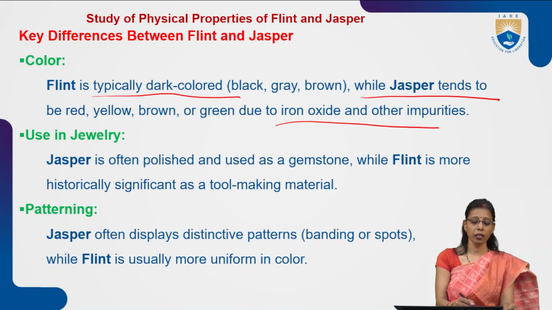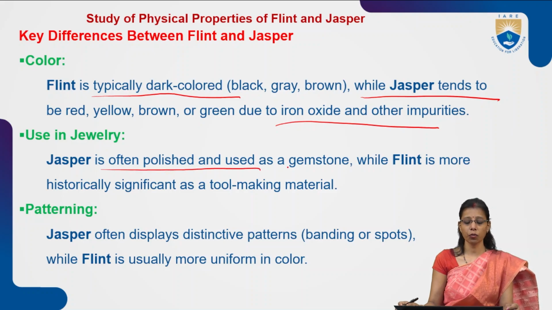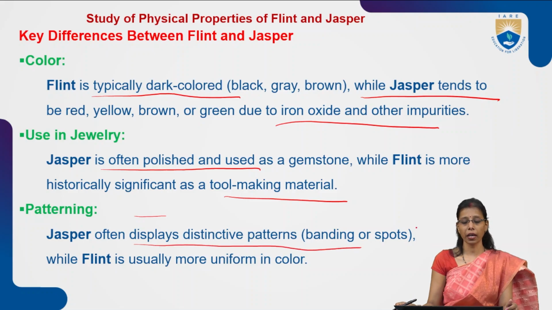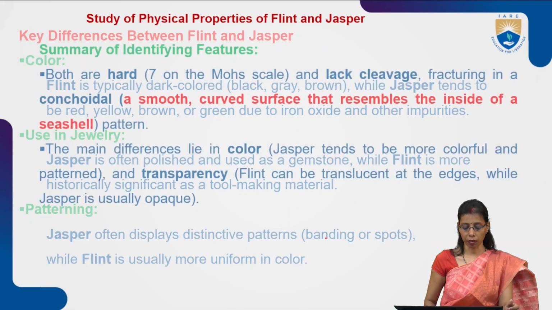In use, jasper is often polished and used as a gemstone, while flint is more historically significant as a tool making material. Flint is a significant material for tool making, while jasper is used as a gemstone in jewelry. Now, patterning: jasper often displays distinctive patterns, bands or spots, while flint is usually more uniform in color.